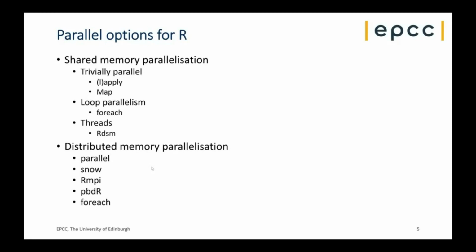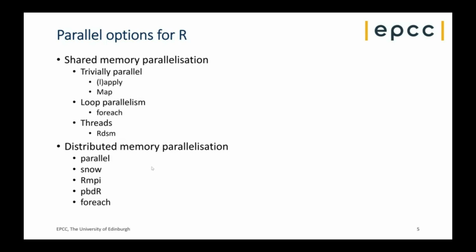If we have trivial parallelism or embarrassing parallelism, this is basically running exactly the same thing but just on a different data set. Then we can use apply or map functions to do that. If we have loops where we're looping through, say, an array or a matrix, then there's foreach that will do that. And then there is threaded functionality, which lets us do more complicated things, create a different function for each worker, those kind of things.